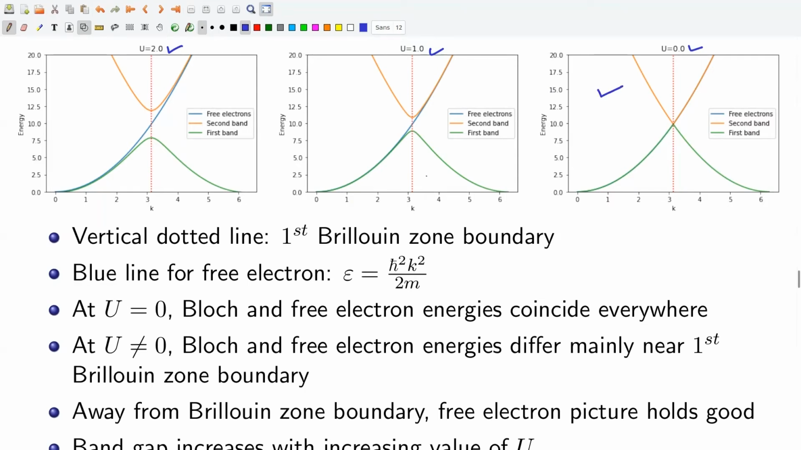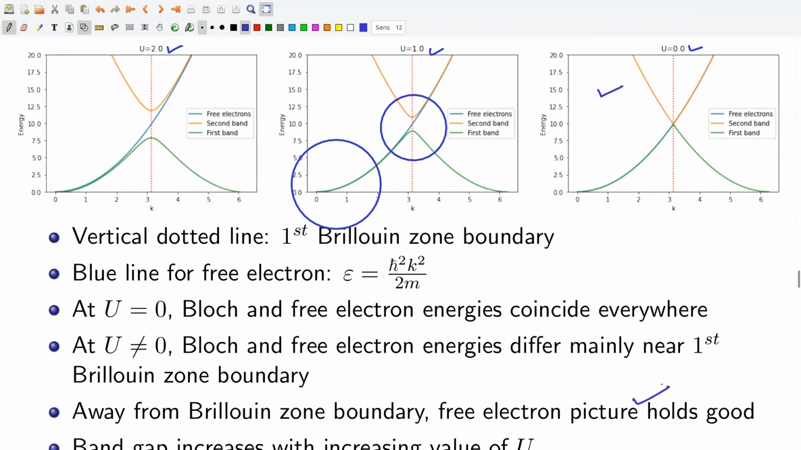At u not equal to 0, Bloch and free electron energies differ from each other mainly near the first Brillouin zone boundary shown by the red dotted line. That is, they differ mainly in this region. Otherwise, as we move closer to k equal to 0 point, that is here, they coincide. Thus, away from the Brillouin zone boundary, free electron picture holds good.